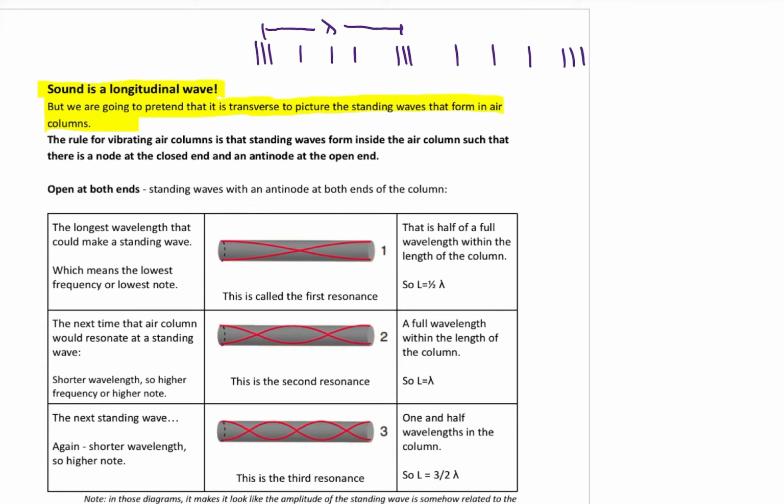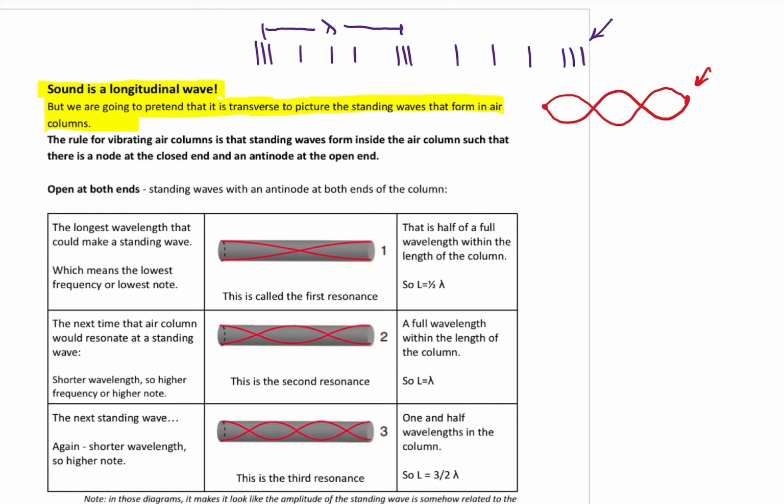So instead of drawing regular sound waves, we're going to draw sound waves like we did in the last topic. We're going to draw them as standing transverse waves. So maybe something like that, reflected and interfering with itself. So there's the twin. And that's how we're going to draw standing waves in air, even though air would make a longitudinal wave. So for our vibrating air columns, we're going to draw them this way, even though sound waves really look like that.